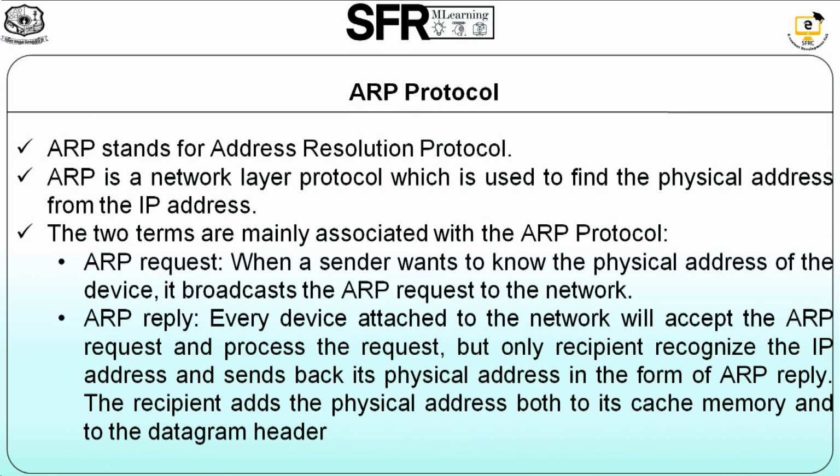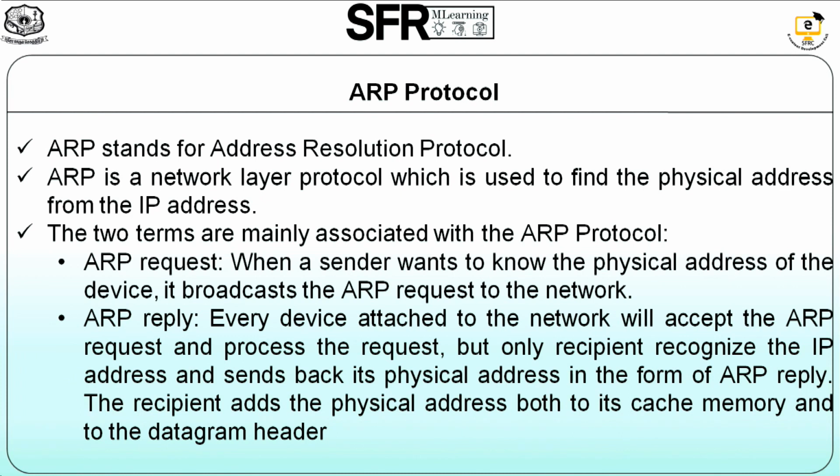ARP protocol. It stands for Address Resolution Protocol. ARP is a network layer protocol which can be used to find a physical address from the IP address. Two terms are mainly associated with the ARP protocol. The first one is ARP request. When the sender wants to know the physical address of a device, it broadcasts an ARP request to the network.